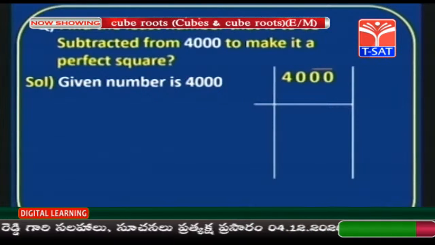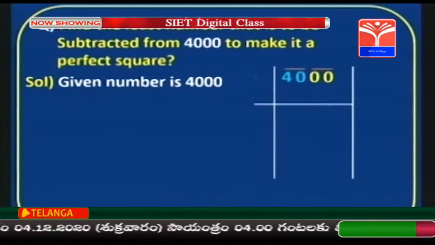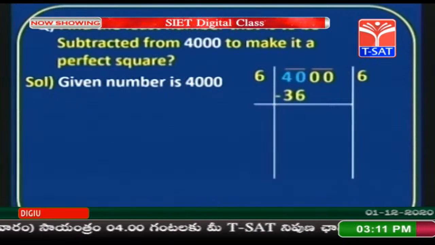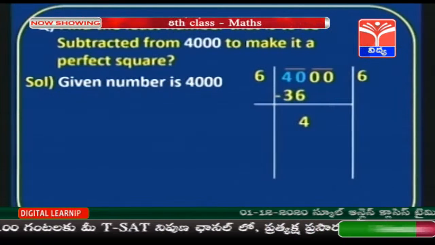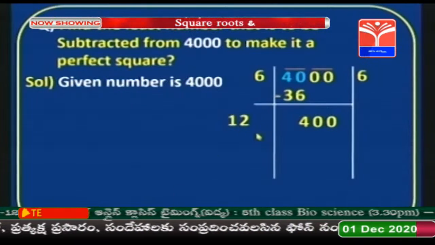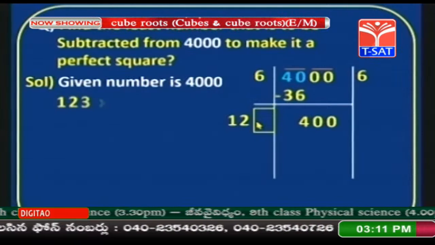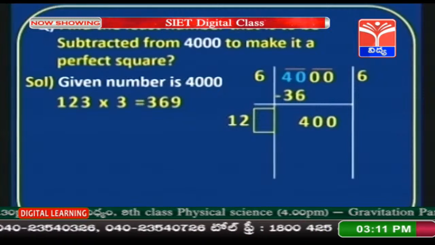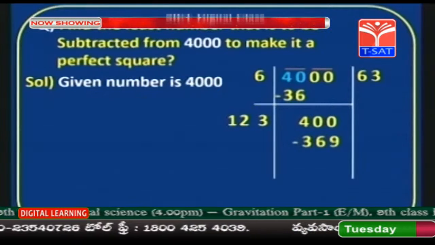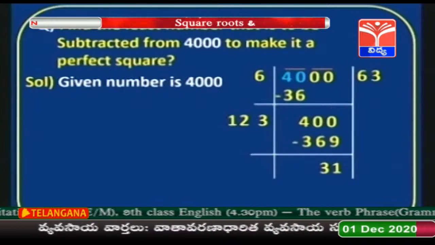I am taking 4000 and making it into two groups. The first group is 40. So 6 sixes are 36. 40 minus 36 is 4. You have to take down two zeros. You have to double the 6, that is 12. You have to take a digit here such that you get a value below 400. 369. 400 minus 369 is equal to 31.